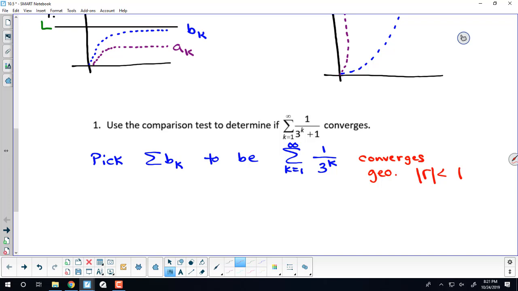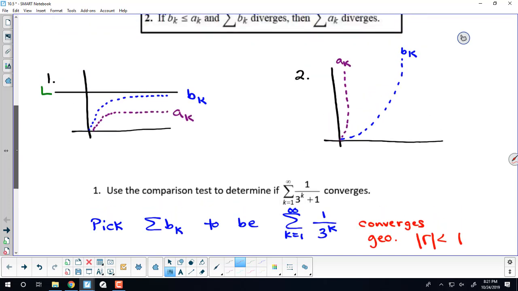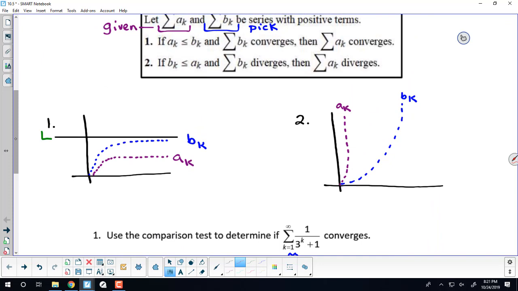All right, so that's step 1. Choose a series. You've got to know if it converges or diverges. If you don't, then you've got these other tests we can rely on. But the series you choose, you have to determine if it's convergent or divergent. Then what we have to do is relate A to B in some way. Is A larger than B or is B larger than A?